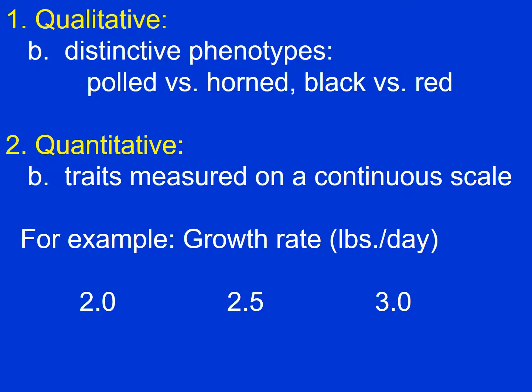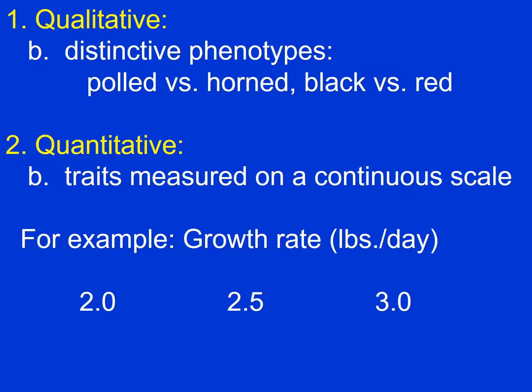Another distinguishing characteristic to categorize these traits is, are there distinctive phenotypes, or are the traits measured or scored on more or less a continuous scale? So qualitative traits generally have distinctive phenotypes. You can look at the animal and tell what it is. A couple of examples here. Is the animal polled or is the animal horned? Distinctive phenotypes. Does the animal have a black coat color, or does it have red coat color, or is it a white coat color?